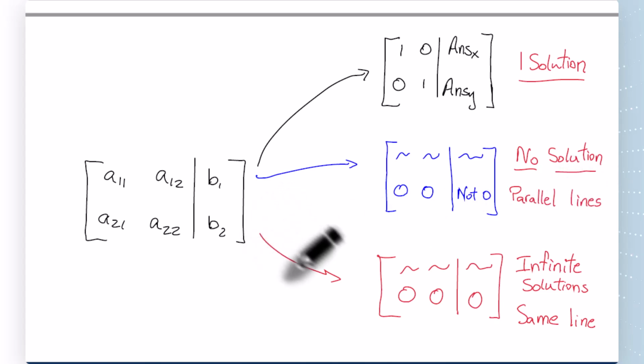And if in the process of doing row operations, I might get a whole row of all zeros. If that happens, then actually I'm looking at the same line. One line is sitting on top of the other one, and I have an infinite number of solutions.